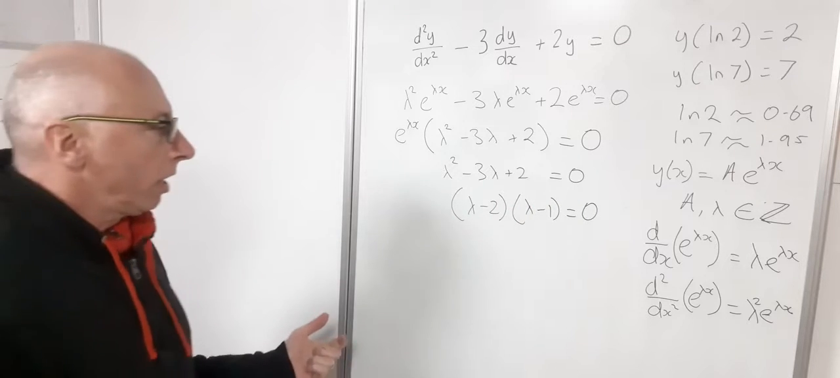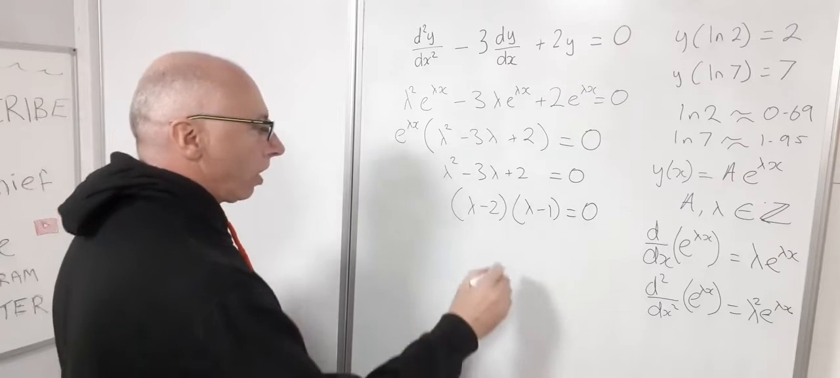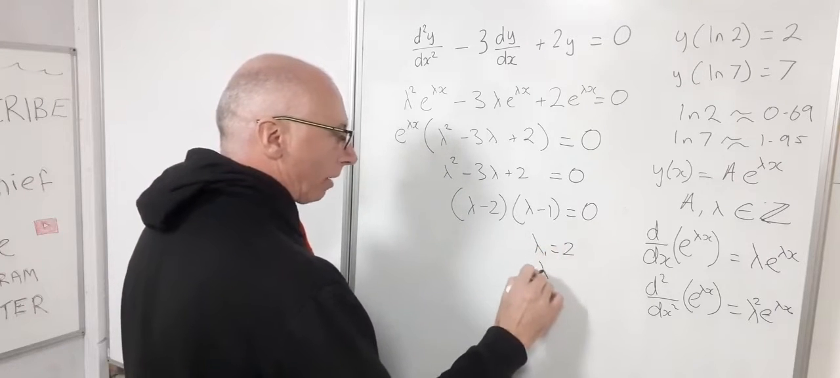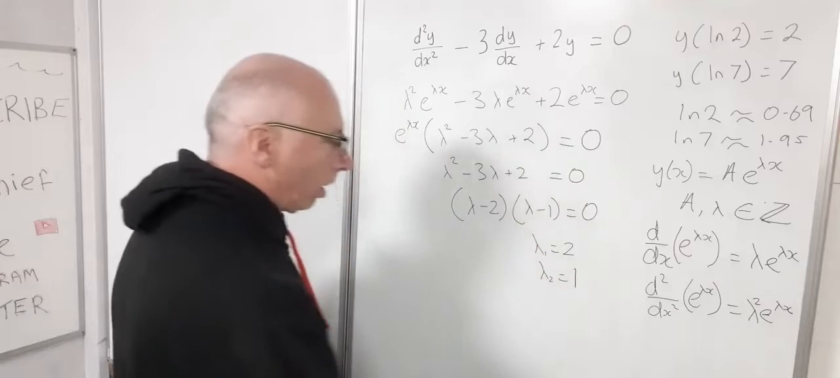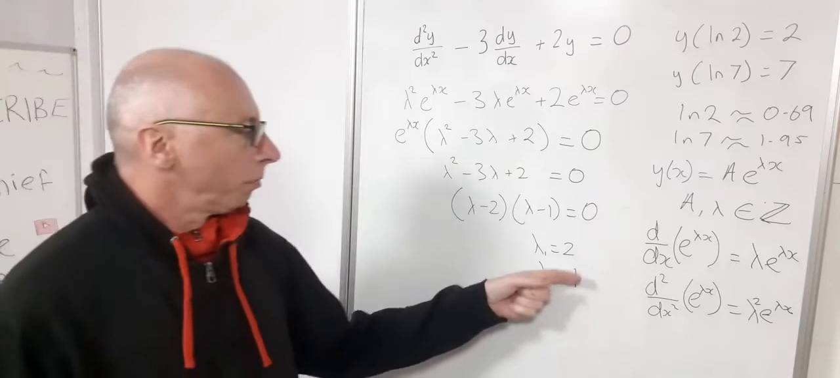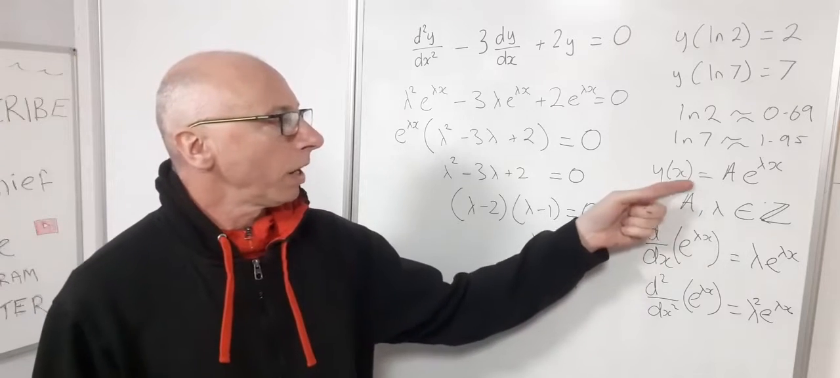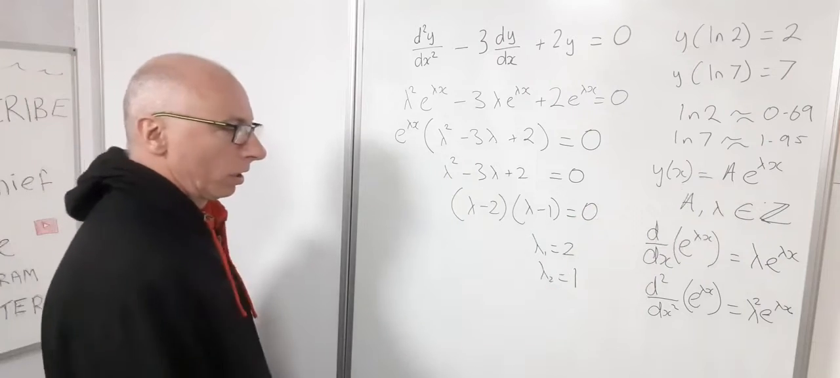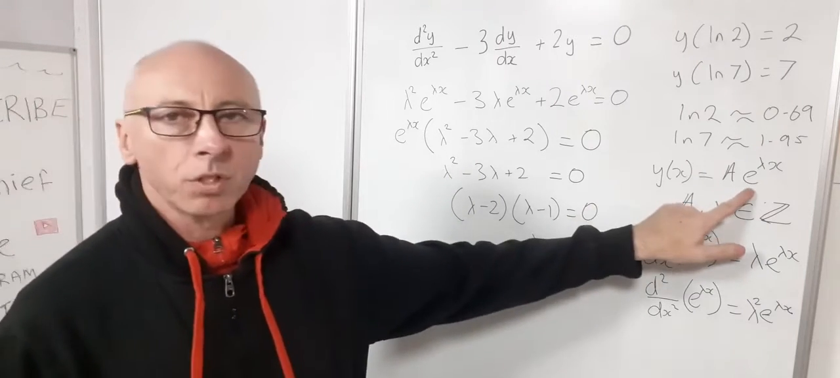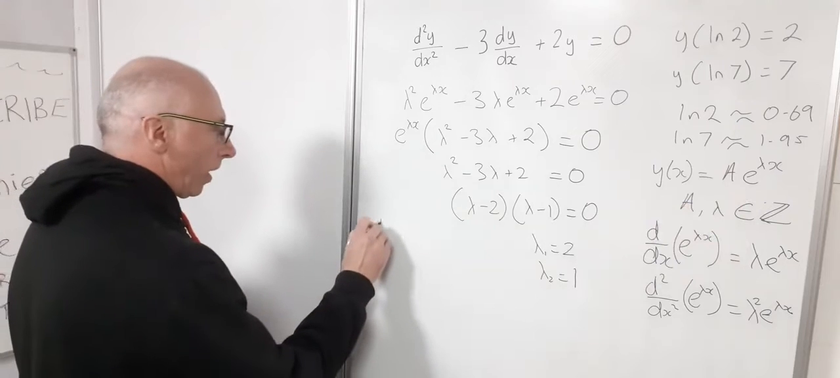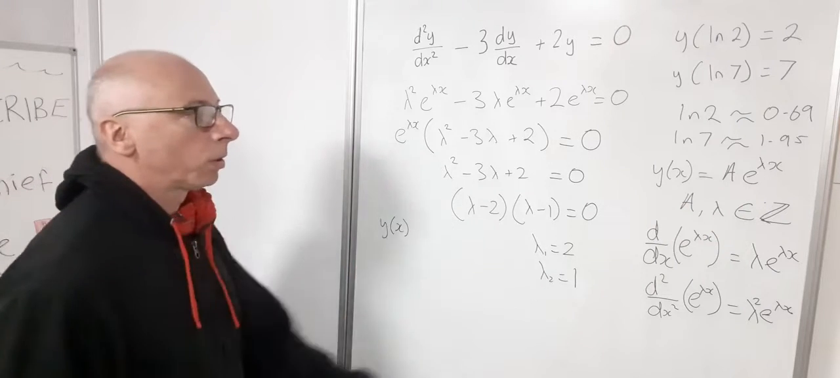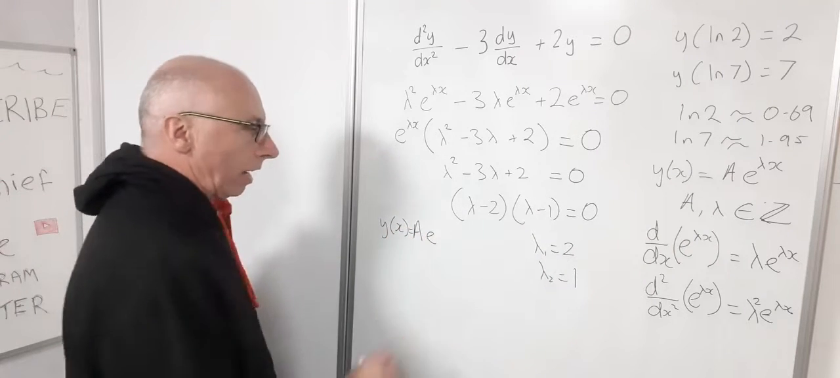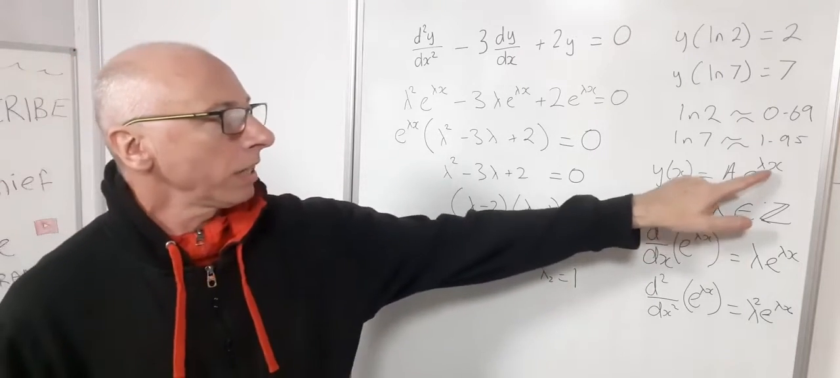So my values of lambda, I've got two choices here. I've got lambda 1 equals 2, and I've got lambda 2 equals 1. Okay, so now I can plug these two lambda solutions into my function here for my y of x. So now as I've got two solutions for lambda, I'm now going to have two terms. So my y of x is going to be equal to A e to the... now I've got lambda 1, so I've got e to the 2x.